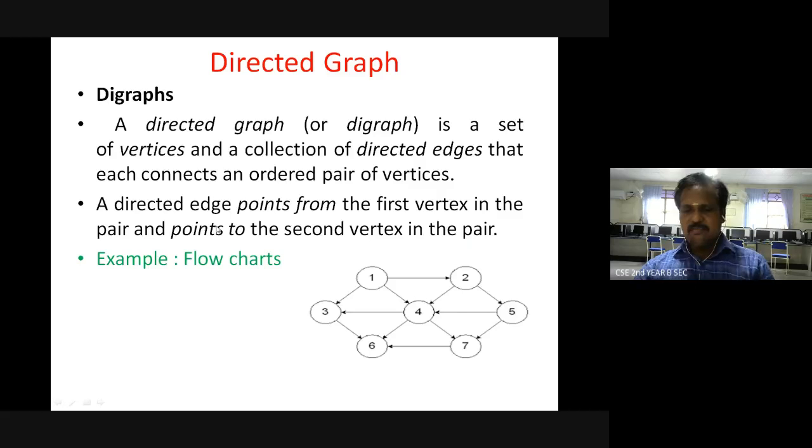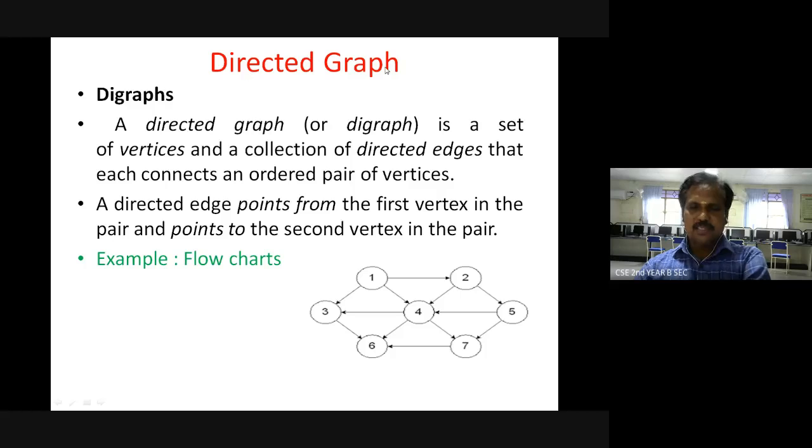But in the directed graph, we can traverse in only one direction, that is, along the directed arrow. The arrow represents where we have to visit: 1 to 3, 1 to 2, 1 to 4. So the arrow indicates where we have to visit the data. That's the difference between a directed graph and an undirected graph.